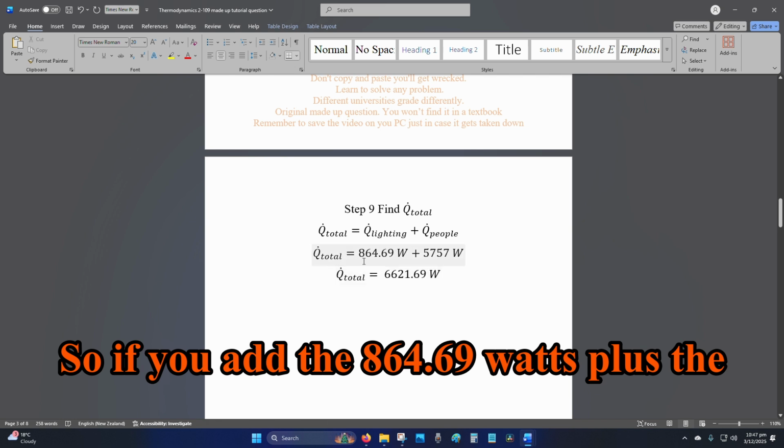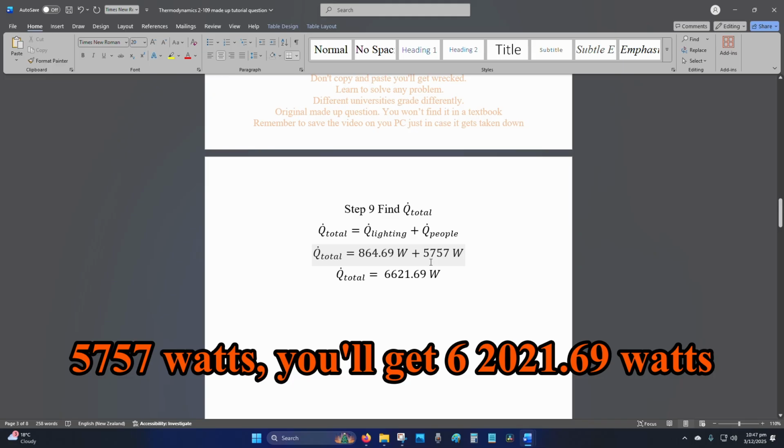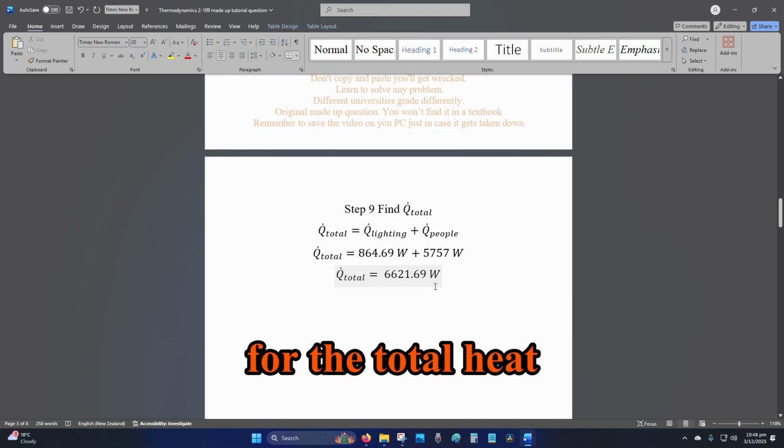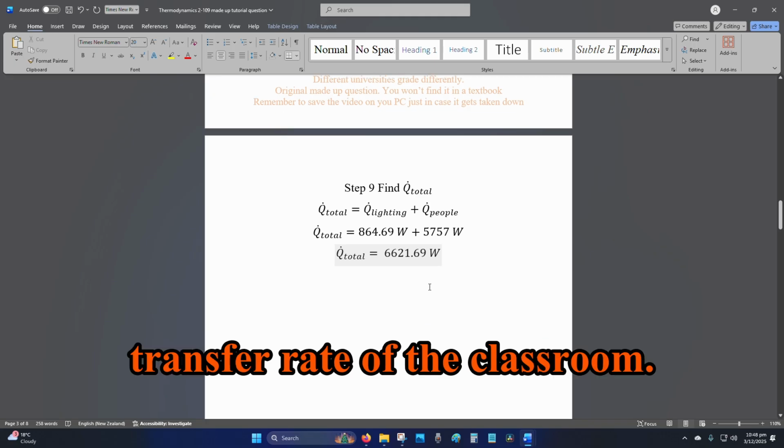Step 9, we can now add both of these together to get the total heat transfer rate. So if you add the 864.69 watts plus the 5,757 watts, you'll get 6,621.69 watts for the total heat transfer rate of the classroom.